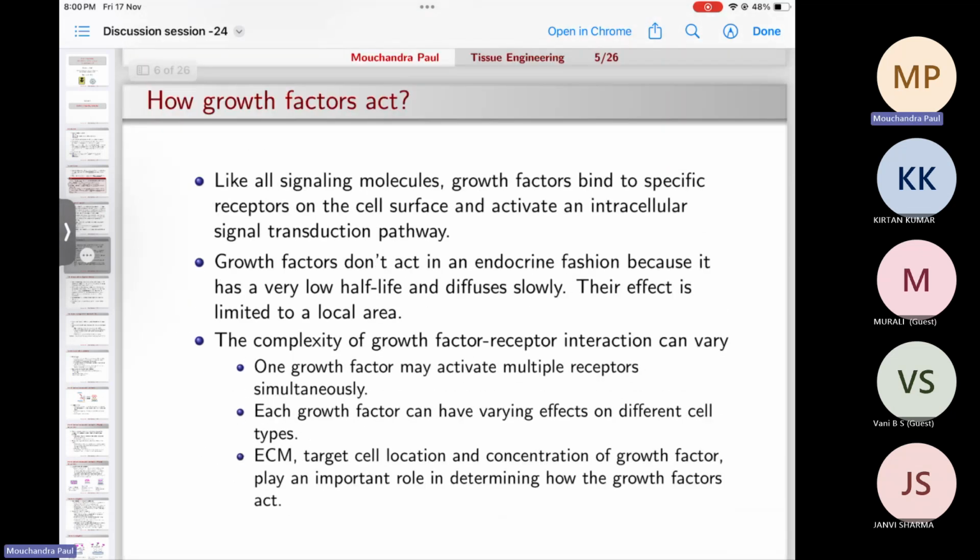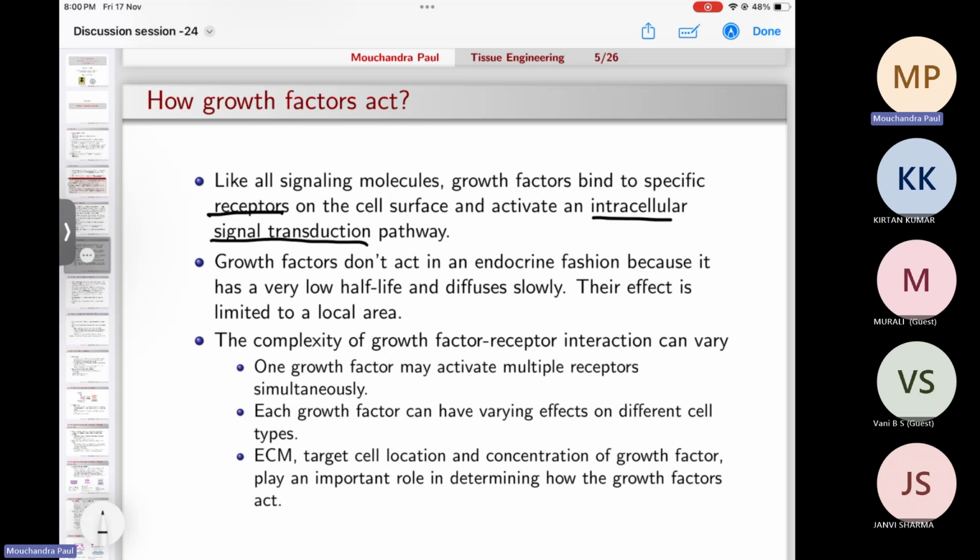Now, how do growth factors act? Like all signaling molecules, these growth factors are capable of binding to receptors present on the cell surface. Once they do that, it will activate intracellular signal transduction pathways. So it's relatively easy to understand. Basically, receptor-ligand interaction takes place, and a signaling pathway gets activated.